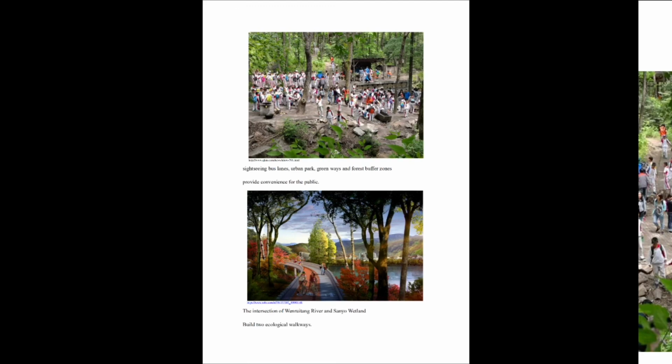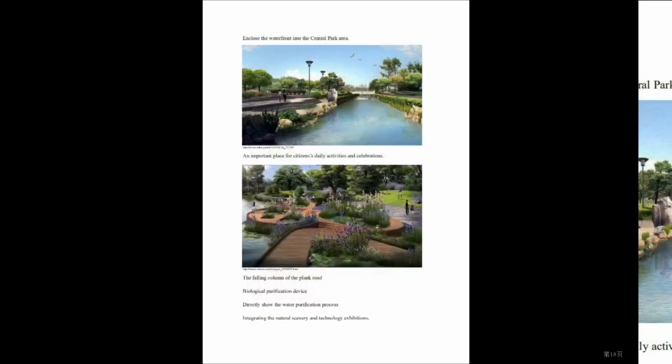public to visit directly. At the intersection of Wenruitang River and the Sanyang Wetland, we want to build two ecological walkways. The two walkways will enclose the waterfront into the Center Park area, forming the landscape based on the main building in the new city. This area will also become an important place for citizens' daily activities and celebrations in the future.